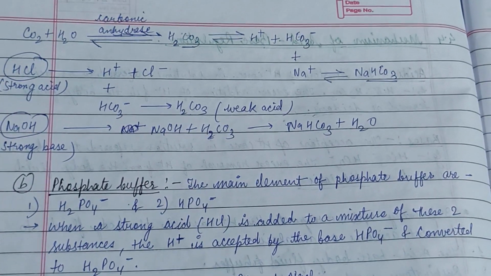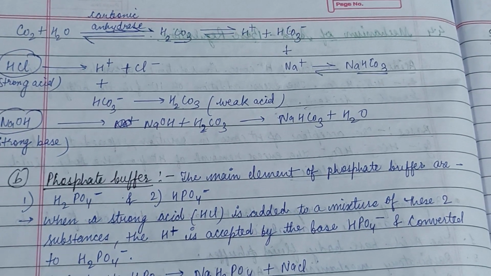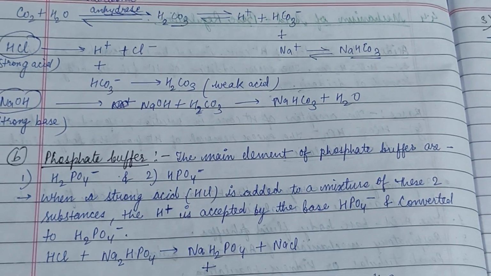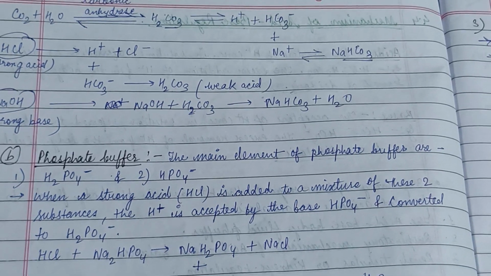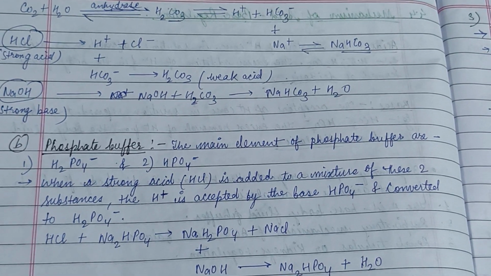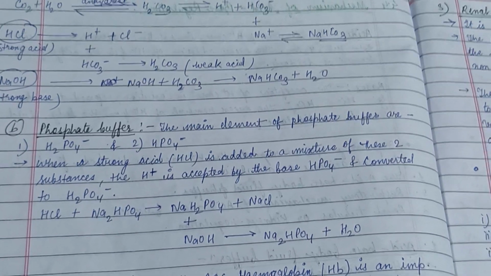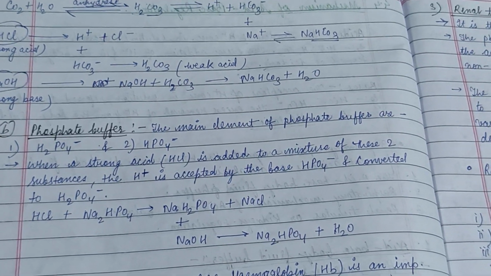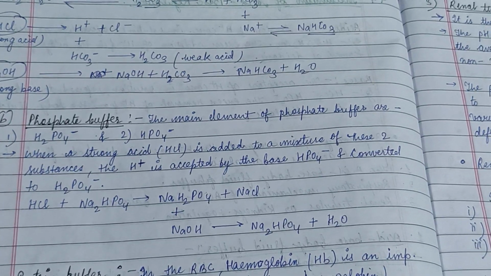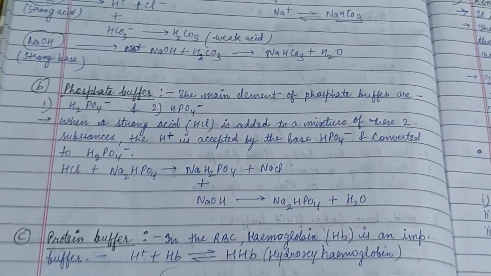The reactions are as follows: CO2 plus water, in the presence of the carbonic anhydrase enzyme, forms H2CO3, which dissociates into H plus and HCO3 minus, that is hydrogen and bicarbonate ion. HCO3 minus plus sodium ion forms NaHCO3, sodium bicarbonate.